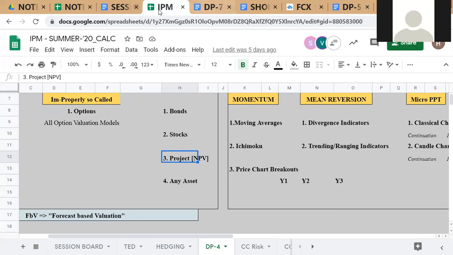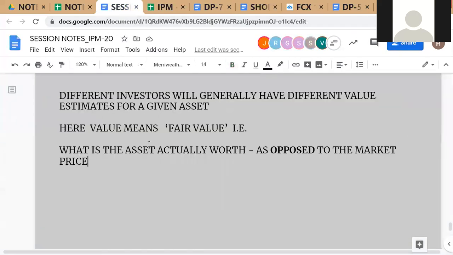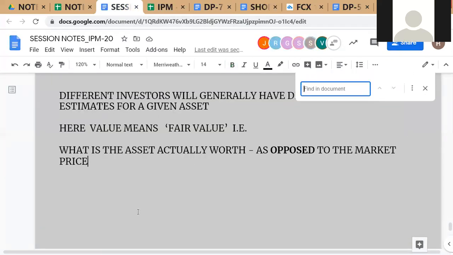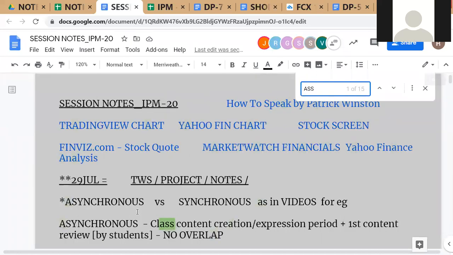So let's talk about this brief fair value estimate here. I think I had a discussion.